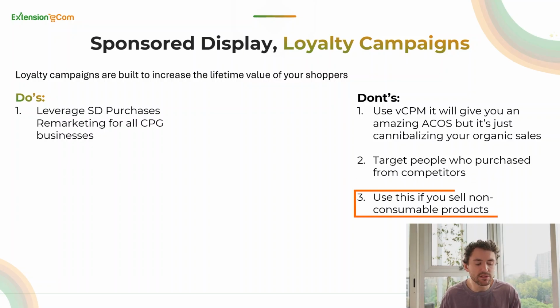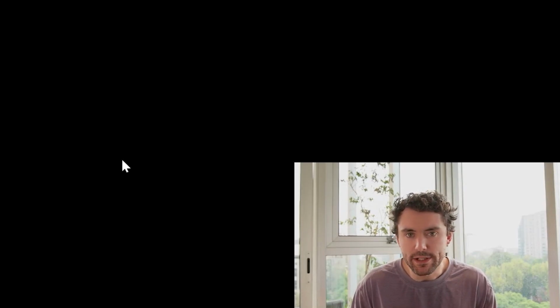And then also don't use this if you sell non-consumable products. If you target someone who just bought your pet bed 30 days after they bought the pet bed, well, they're going to use that thing for 3 years, right? So it's just going to be a waste of money. So don't do that. So overall, that's everything you need to take into consideration for sponsored displays, do's and don'ts.